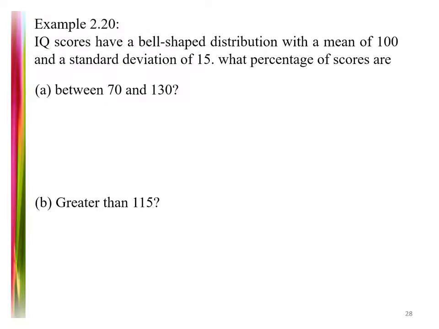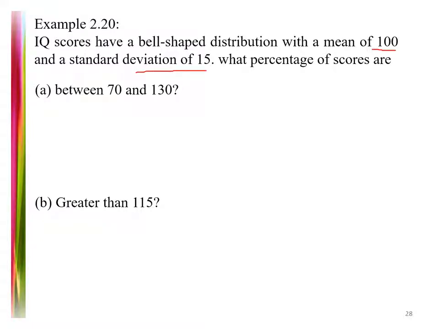Alright, this is another example. IQ scores have a bell-shaped distribution with mean 100 and standard deviation 15. First question: what percentage of the scores are between 70 and 130? In this case, the mean value is 100 and the standard deviation is 15.